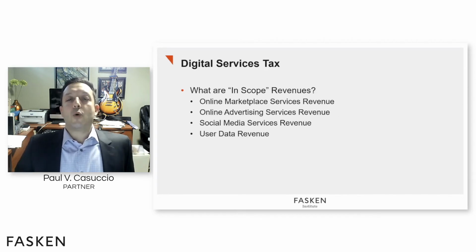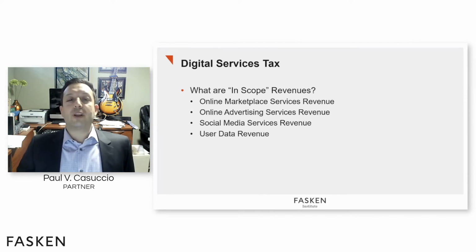Now we know generally who's going to be taxed, and we know what the tax itself looks like. But both of these elements really do require an understanding of what Canadian-sourced in-scope revenue means. Because remember, it's only entities that have Canadian in-scope revenues in excess of 20 million that are required to pay the tax in the first place, and the tax itself only applies to in-scope revenues that exceed the 20 million Canadian dollar threshold. Now, there are 4 separate streams of in-scope revenues to consider.